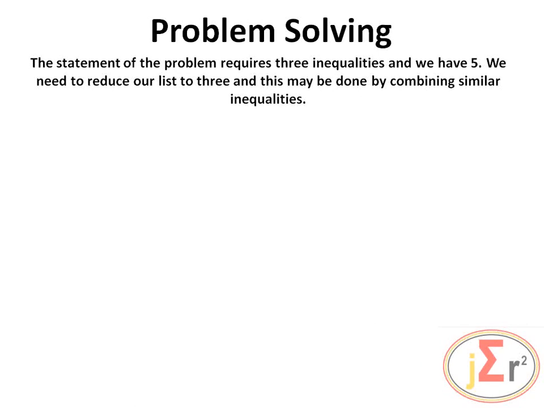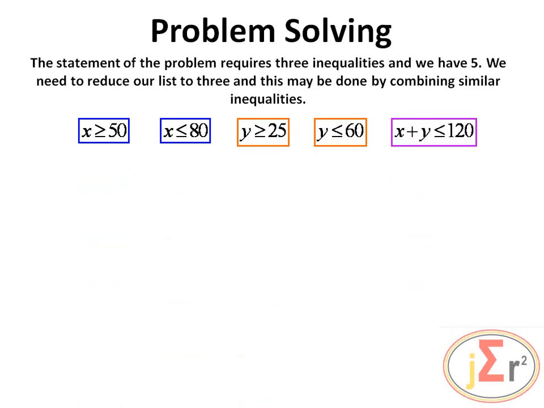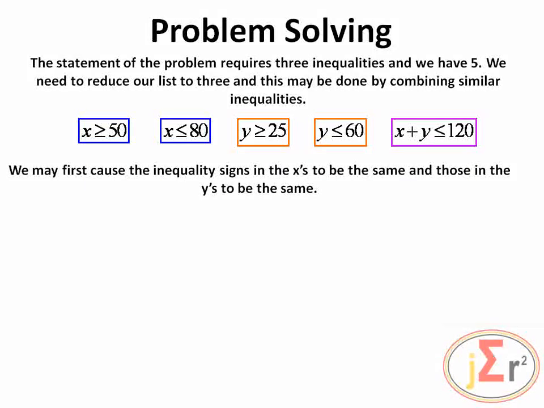The statement of the problem requires 3 inequalities, and we have 5. We need to reduce our list to 3, and this may be done by combining similar inequalities. So there are our 5 inequalities. We may first cause the inequality signs in the x's to be the same and those in the y's to be the same. So here we have x is greater than or equal to 50 and x is less than or equal to 80. So we are going to write this one.